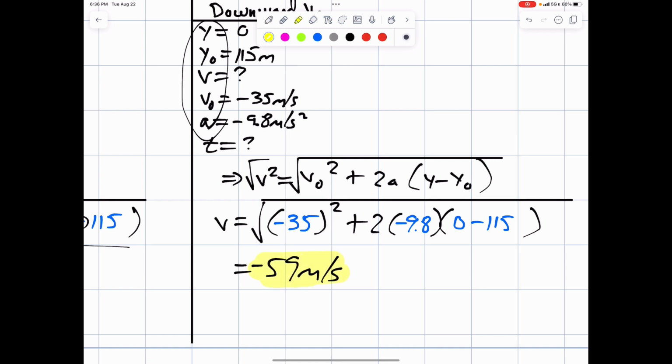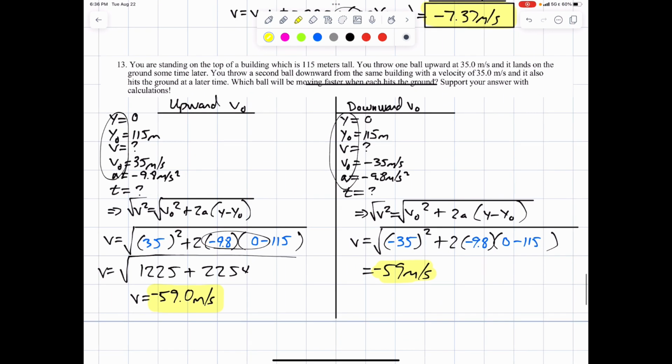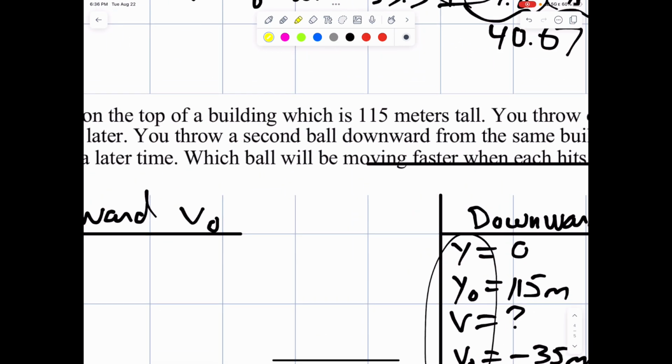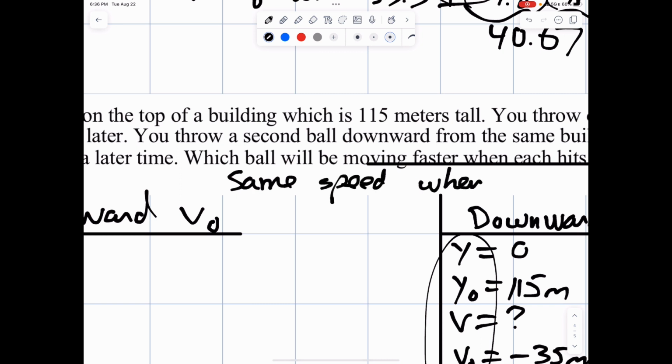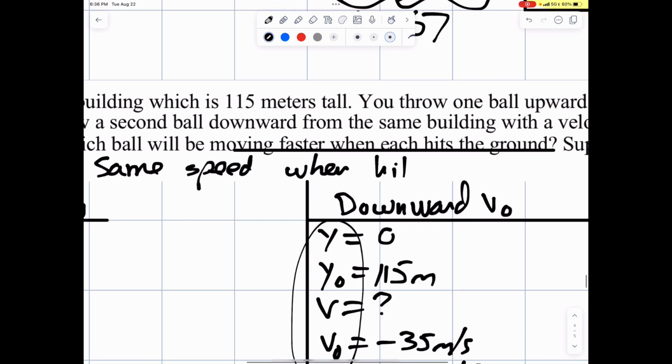I'm going to get negative 59 meters per second. Well, 59 is the square root, the speed of it, but the velocity is negative because it's pointed downward. So the answer is the balls are going to be moving at the same speed when hitting the ground.